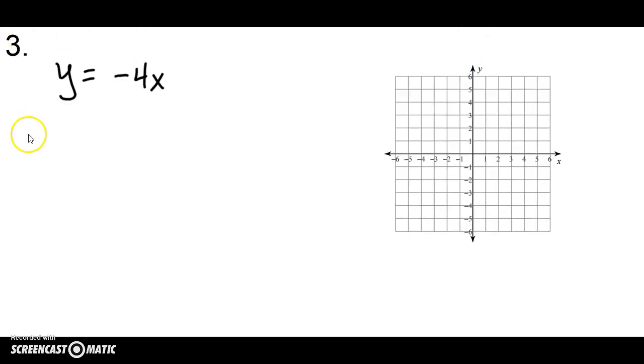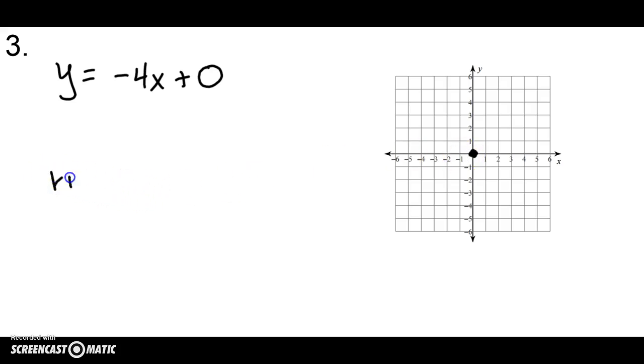And finally, practice 3. Go ahead and pause the video now. Okay, so this practice does not have a y-intercept that we see. So just like on the previous example, we know that we can add a 0 to this without changing it. That would make my y-intercept at my origin, or 0, 0.